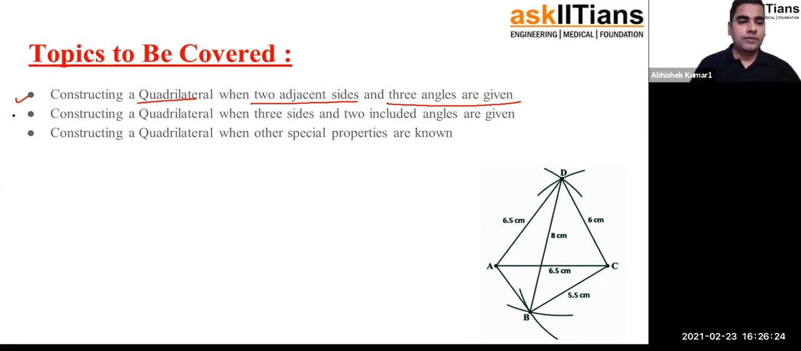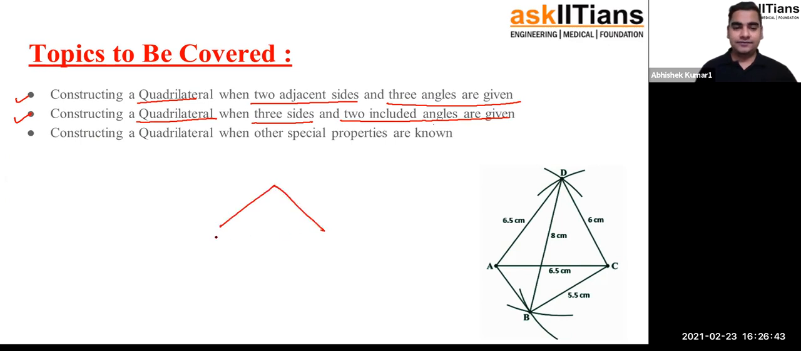In topic number 2, we are going to learn how we can draw a quadrilateral when 3 sides and 2 included angles are given. What is the meaning of included angle? Let's say I draw one quadrilateral here, any quadrilateral. Let's say this is A, this is B, C and D.